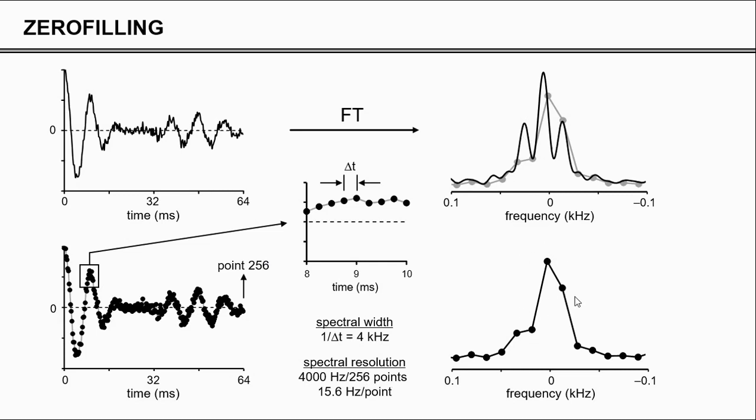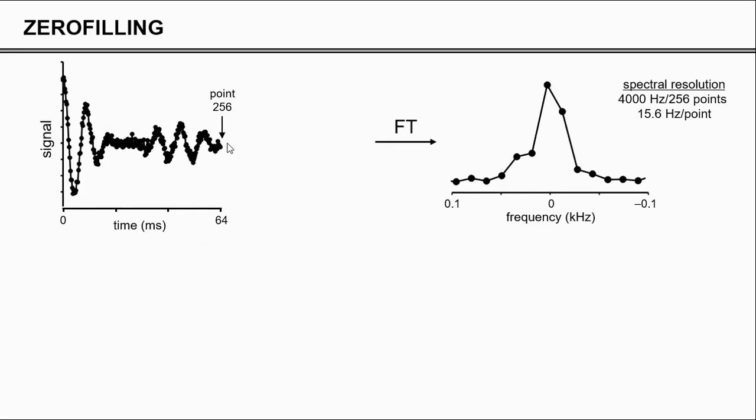Now, the obvious thing to do would be to extend the number of data points, because if you have more points here, you're going to have more points in the spectrum, and then you can describe the features better. But acquiring more experimental data will mostly be noise, right? At the end, the signal will have decayed because of T2 relaxation, and there will be mostly noise, leading to a degradation in your signal to noise.